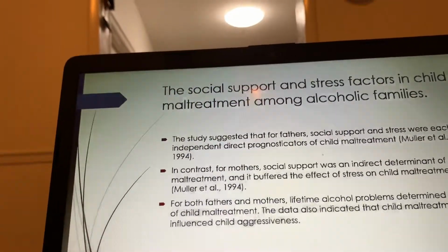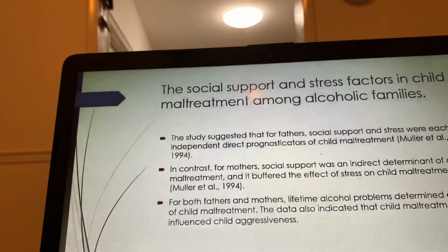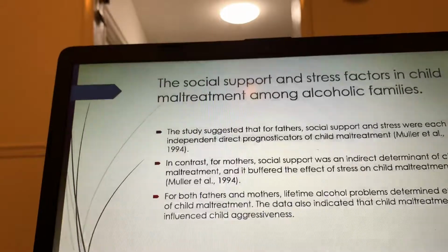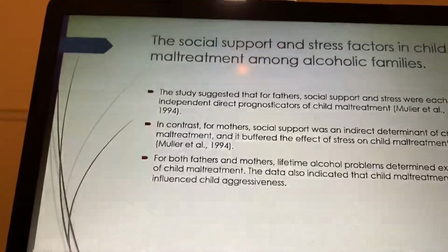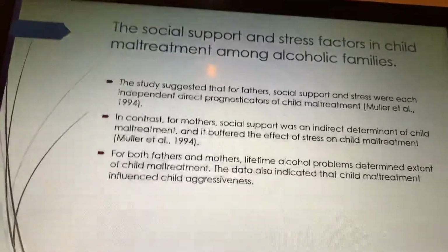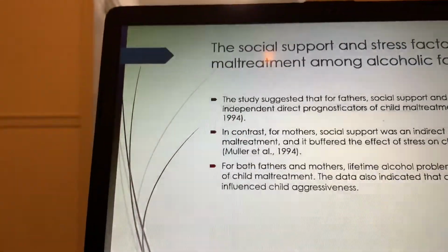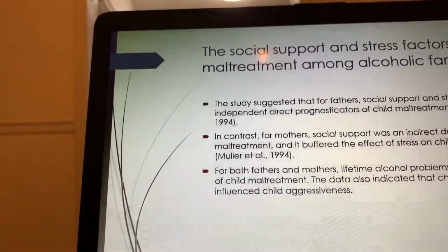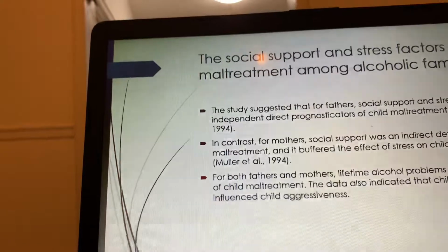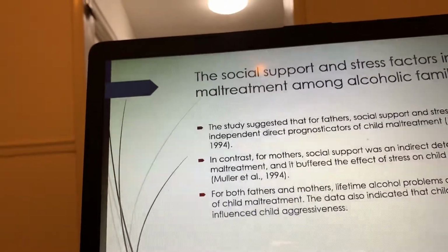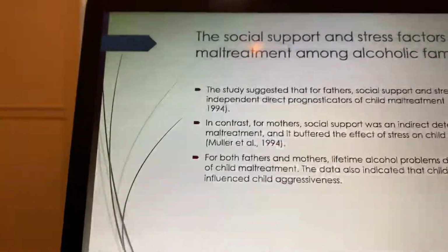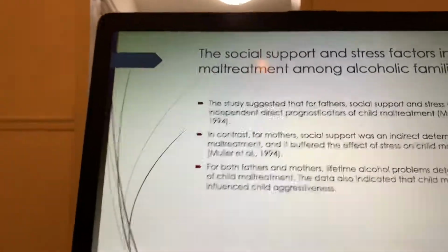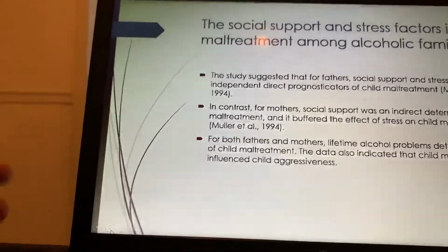Okay, this is another article. It talks about how the support or the stress can affect how the child sees the world. When there's a parent that abuses alcohol, or is going through drug abuse, there's a higher risk for children to be abused.